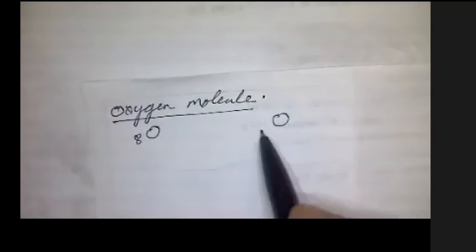So the oxygen molecule, how does it overlap? The oxygen molecule contains oxygen and oxygen. Oxygen has how many electrons? 8 electrons each. The first one has 8 electrons, the second one also has 8 electrons. So these 8 electrons will become this one, overlapping will take place.